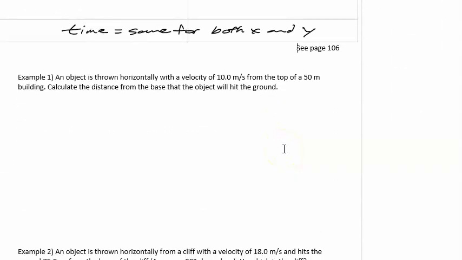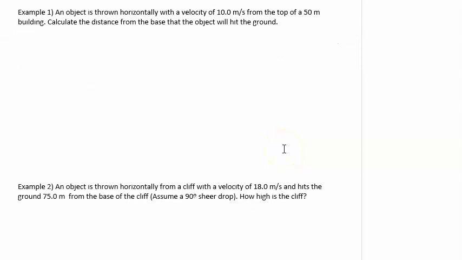In our first example, we've got an object thrown horizontally with a velocity of 10 meters per second from the top of a 50-meter building, and we want to calculate the range. So it's a 50-meter building. It's thrown at 10 meters per second. And so what we're looking at here is we want to find out what this range is.